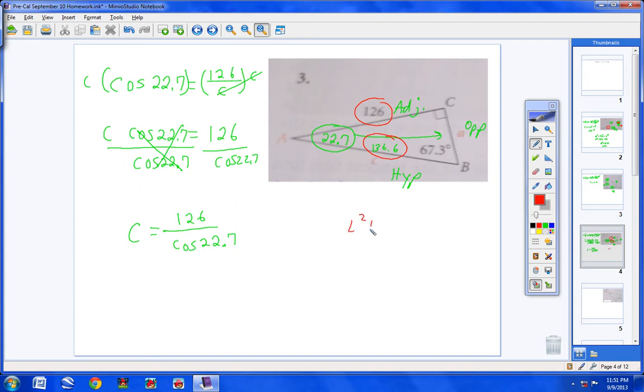A squared plus B squared equals C squared. Now, one of my legs is A, so A squared. My other leg is 126 squared. My hypotenuse is 136.6 squared. Now, there should be a plus sign here.